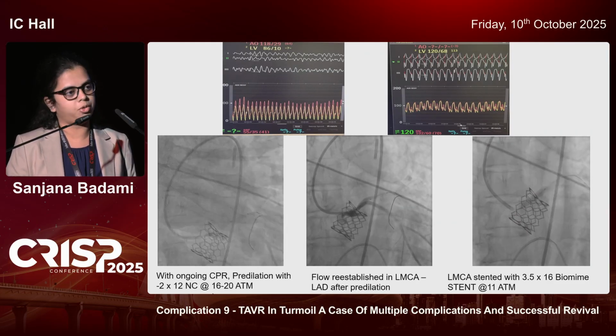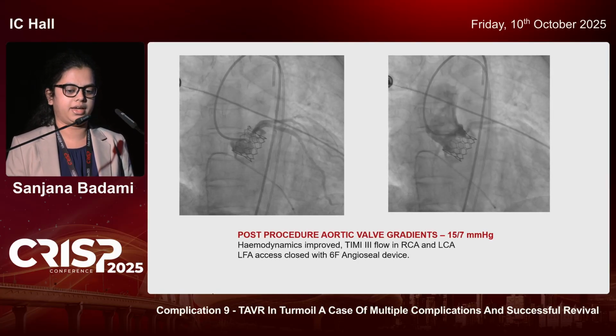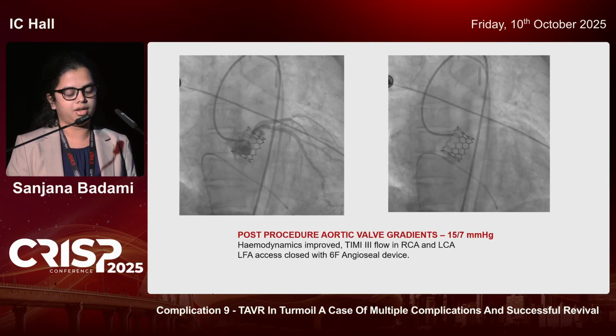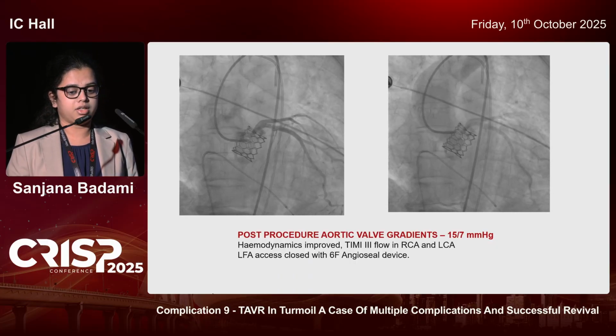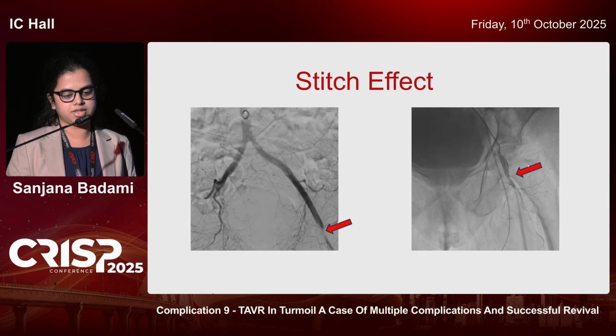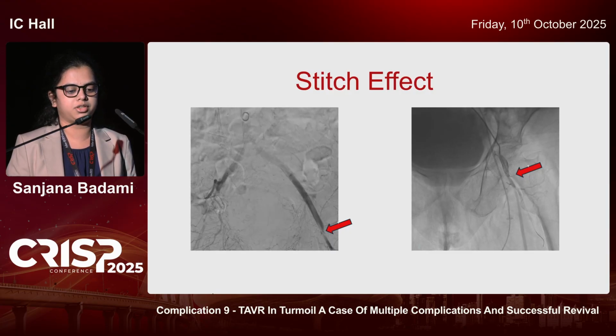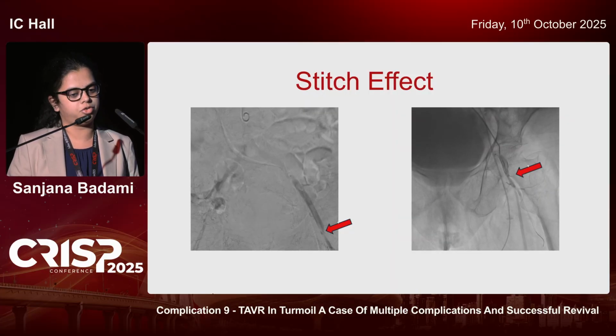The LMCA was stented with a 3.5 by 16 Biomime stent. After this, there was TIMI 3 flow, both in LCA as well as RCA. There was no AR. The left femoral arterial axis was closed with a 6 French Angio-Seal device. The check angiogram after the procedure from the contralateral side from the right femoral artery showed a narrowing at the puncture site. The vessel remained patent, vessel pulses were felt well. We attributed this to stitch effect because of the Proglide. We didn't do anything because vessel pulses were felt, and we left for follow-up.